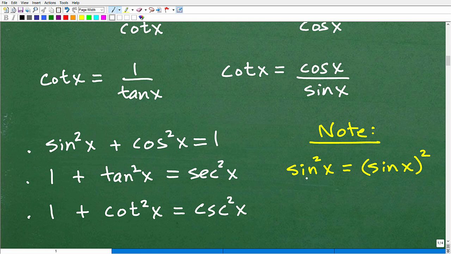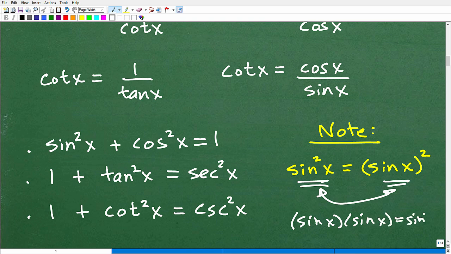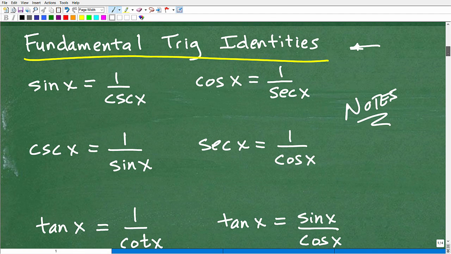And just a special note here, when you write sine squared x like this, that notation means sine x squared. All right, so just as long as there's no confusion there, sine x times sine x we can write as sine squared x. Okay, so these are the fundamental identities.